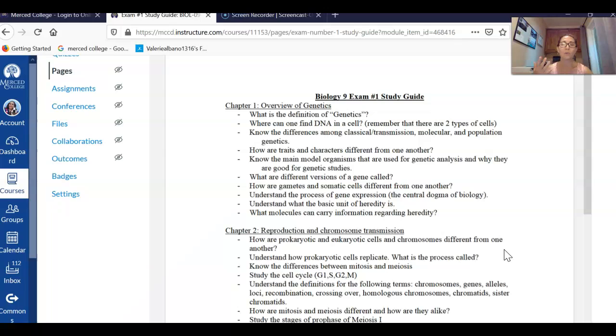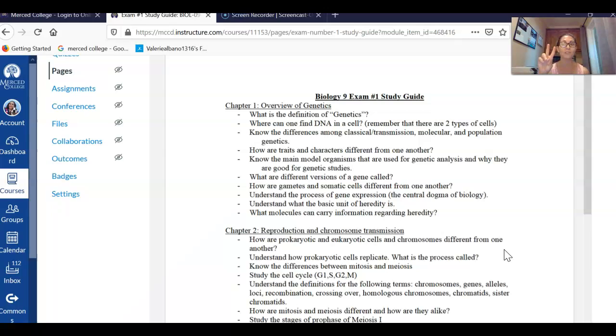And these are the most important elements, not only in genetics, but basically in biology. So what is the definition of genetics? There are a few different definitions, but what's the main one, right? What is it a field that studies? All right. Where can you find DNA in a cell?